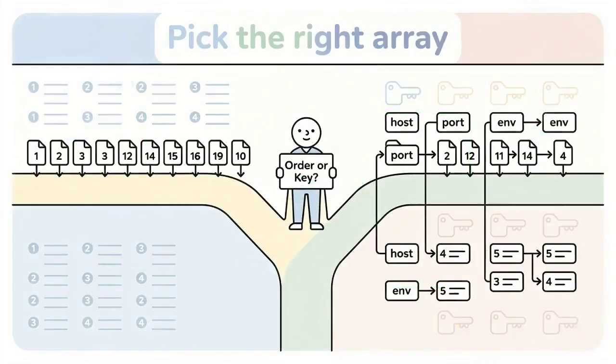Choosing between indexed and associative comes down to one question. Does order matter? Or does the key matter? Indexed arrays are for ordered lists, file names in sequence, positional arguments, log lines, command output to iterate in order. Associative arrays are for lookup tables and config maps, environment settings, option to value mappings, counters keyed by a name. Mixing them up costs clarity, never correctness.